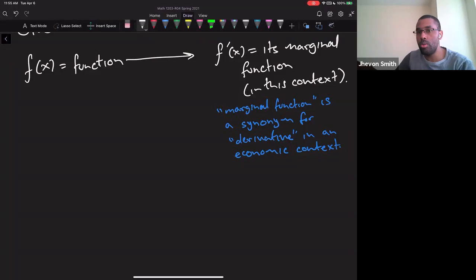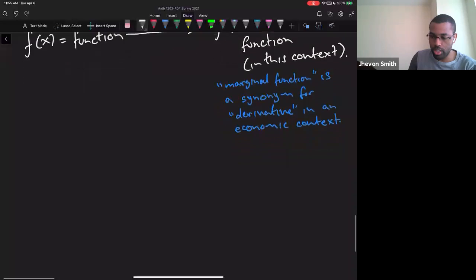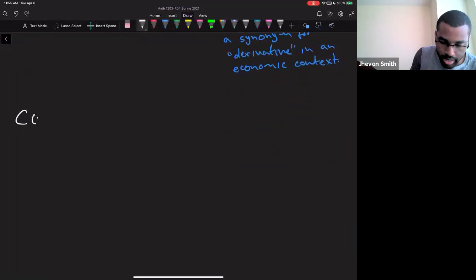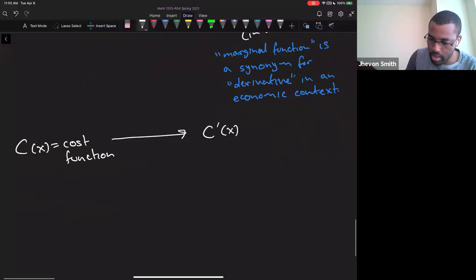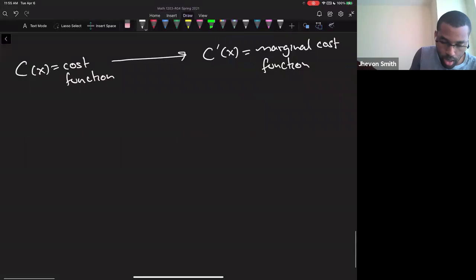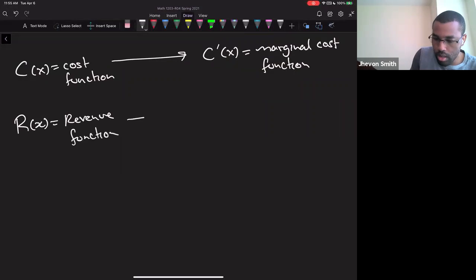And so now this is a new application. They call it a different name, but it's really just a derivative, right? So given any function, the derivative is its marginal function. And so if C of x is your cost function, then C prime of x is your marginal cost function. Also, if R of x is your revenue function, then R prime of x would be your marginal revenue.